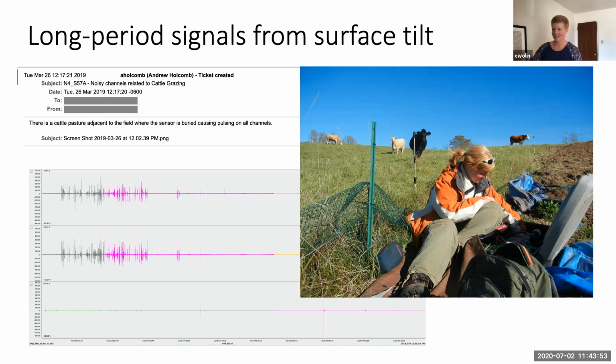But if you are sitting right next to the seismometer and you see a cow walk by, you can actually watch the ground tilt, or even a person, if your sensor is shallow, you can watch the ground tilt as that force is applied to the ground next to your vault.